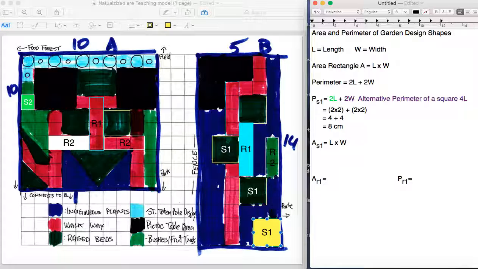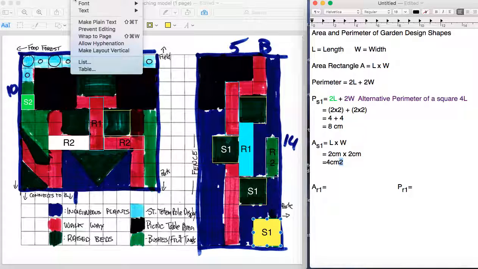So we're still going to do length times width. In my square down here, I have 2 by 2. So this is going to equal, the length is 2 centimeters. I'm going to times that by 2 centimeters. Well, 2 times 2 is, that's right, 4 centimeters.